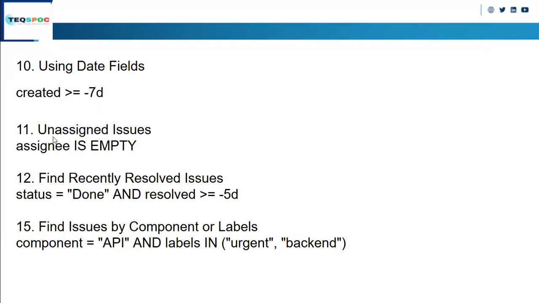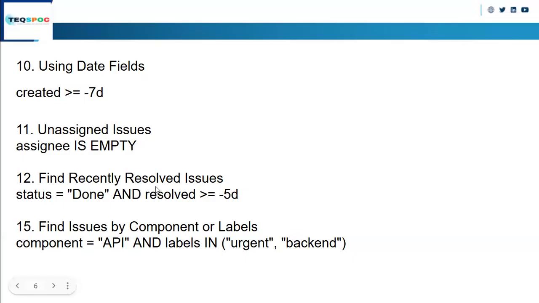Okay. Unassigned issue. Unassigned issue means assignee is empty. Assignee is empty means no one is assigned to the respective issue type. So if no one is assigned to the respective issue type, then it is unassigned. So it will give all the issues which are unassigned. Okay. That is the thing.